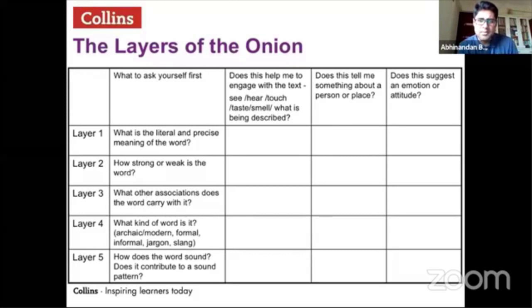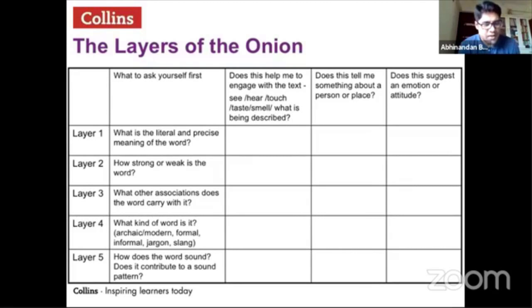Does this tell me something about a person or place? When we read a text, what does it identify? What does it help me to understand? Is it about a person? Because in the previous example, we talked about Gwen. So it tells me about a person, about what kind of personality this character is. Does this suggest an emotion or attitude? In the previous example we did learn about the emotion of the person. She had a very wrong attitude. Something might have gone totally wrong with her. Things didn't work out, and she's trying to ventilate her aggression so strongly over there.